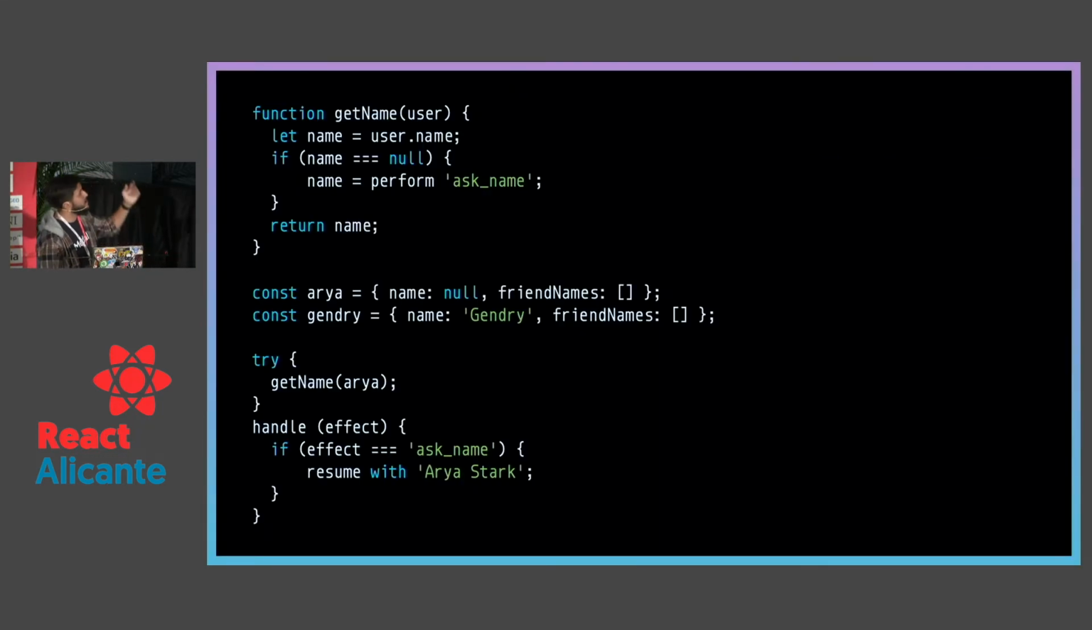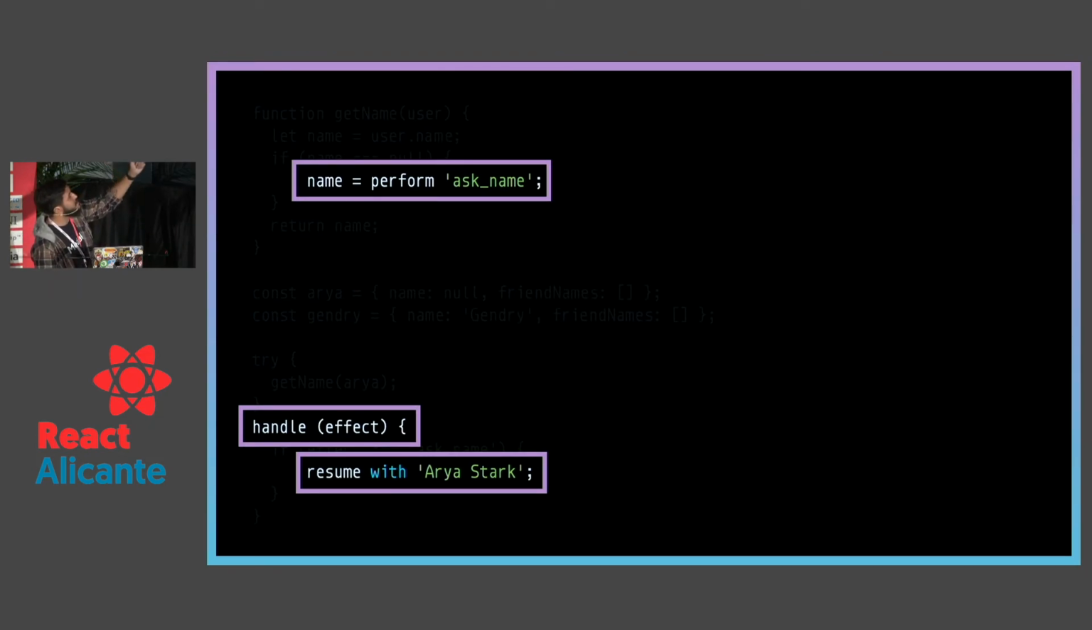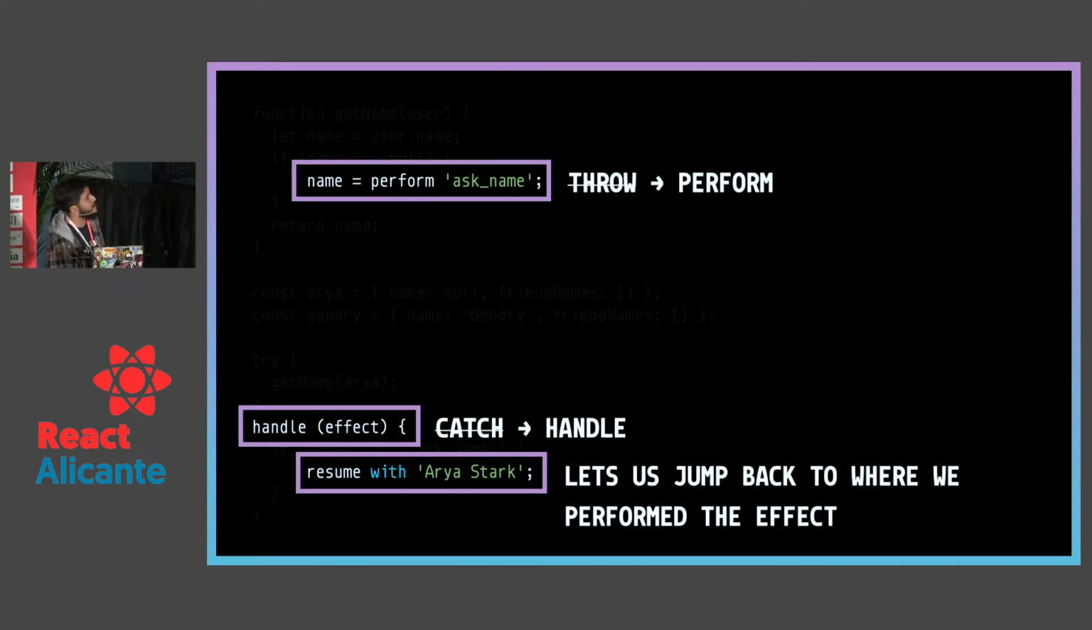And in his post, Dan linked this example. It's not JavaScript, it's like a dialect of JavaScript that he mimicked just for the code. But what we can see here, he's basically doing as if he had some async thing that would return an array. And what we see here are these blocks like perform, handle, and resume. And if we think a bit, it sounds a lot like throw, try, catch. But instead of throw, we have perform. Instead of catching, we are handling effects. And this resume with thing is our continuation that lets us jump back to where we performed the effect.